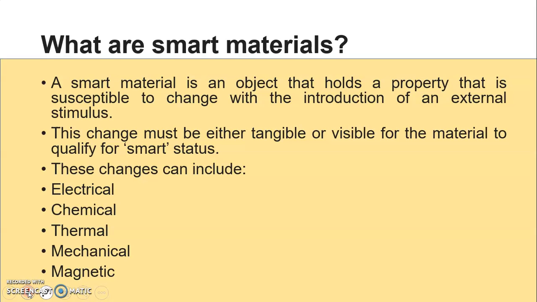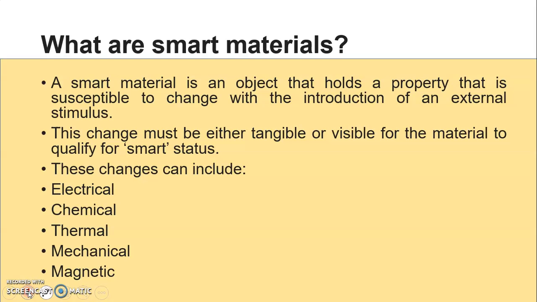A smart material is an object that holds a property that is susceptible to change with the introduction of an external stimulus. That is, whenever we apply an external stimulus, it should respond or react. Such materials which can react or respond to external stimuli are said to be smart. The change must be either tangible or visible. That means in most cases we can measure the changes, visualize them, and see the changes as a function of the external stimuli. We give an external stimulus, a change to the system, and the system responds. The materials which respond to the stimuli given are normally termed smart materials.